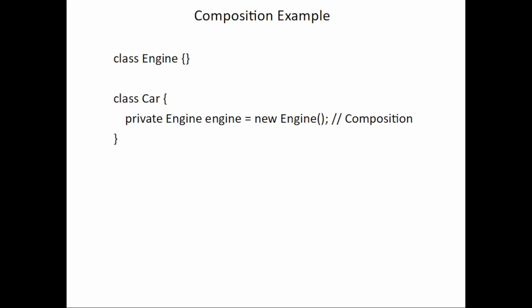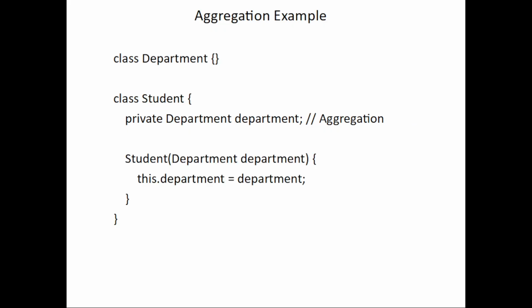Let's understand with code. Here the engine is tightly bound to the car, and if the car is destroyed, the engine also goes. This was the example of composition. Let's see aggregation. Here student and department can exist independently. So if we delete the student, the department still exists. So composition is tightly coupled and aggregation is loosely coupled.